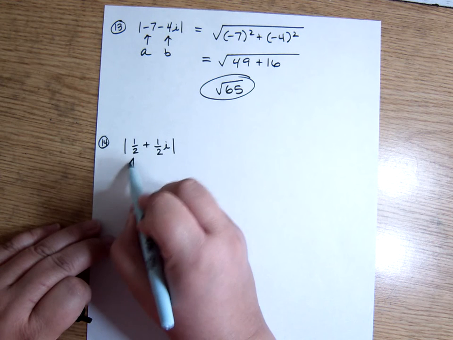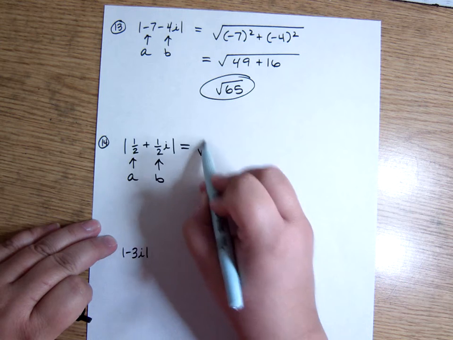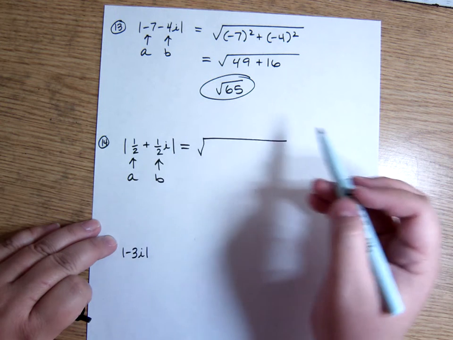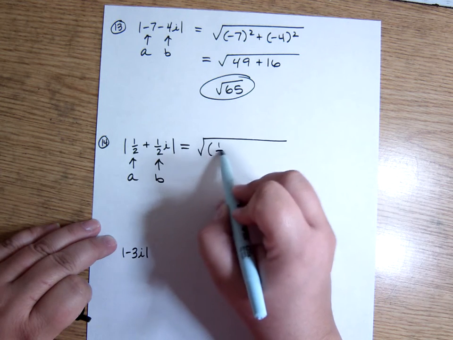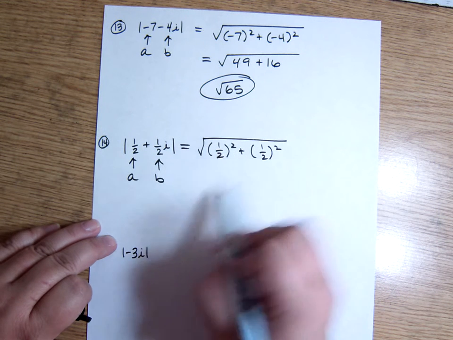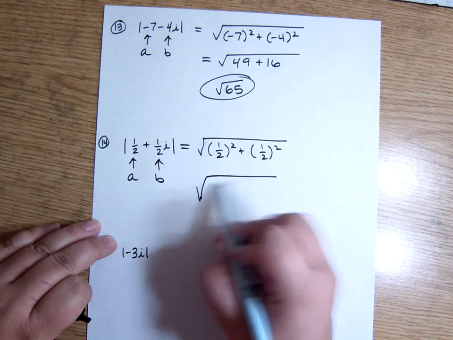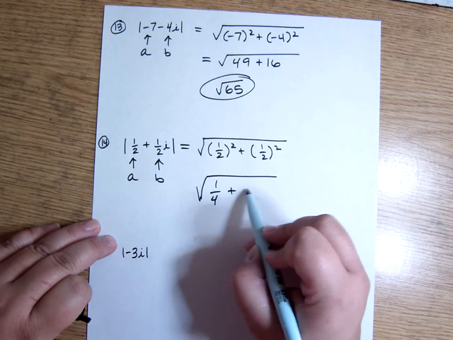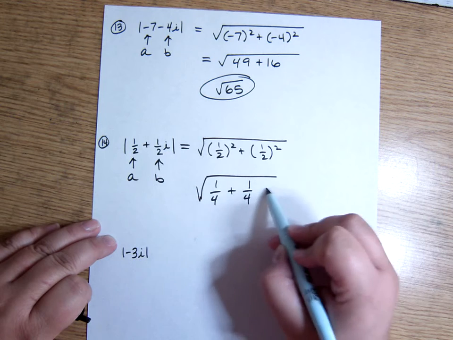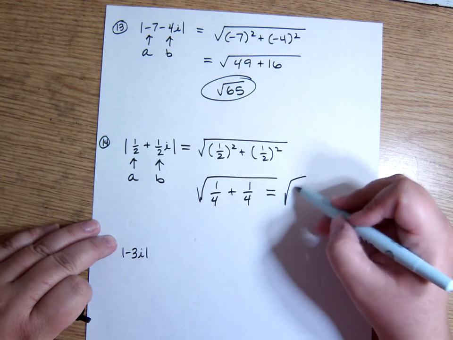Same thing here. This is my A, this is my B. So my absolute value is the square root of 1/2 squared plus 1/2 squared. 1/2 squared is 1/4. 1 over 2 times 1 over 2 is 1 over 4. So this is 1/4 plus 1/4. That is 2/4, which is 1/2.